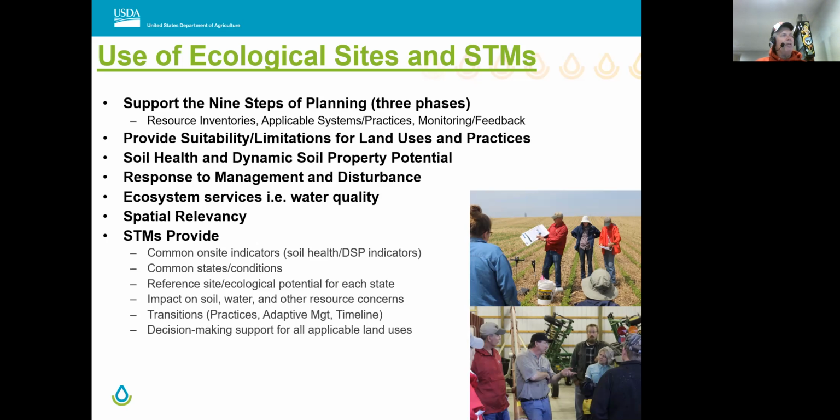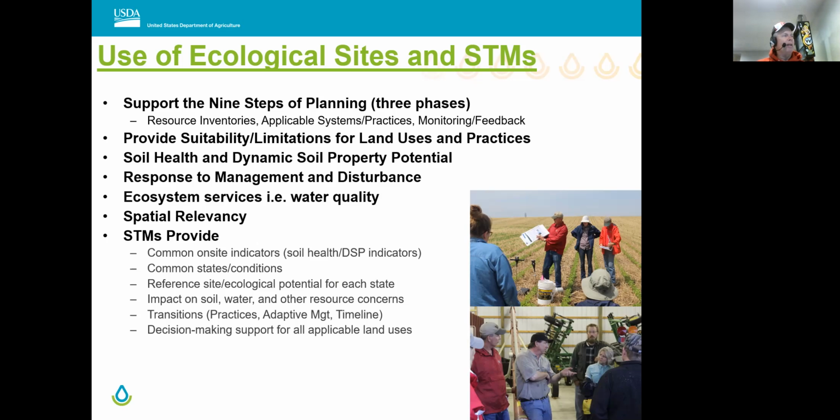Also, as I mentioned earlier, they provide suitability or limitations for practices and land use. The potential to improve dynamic soil properties and soil health: how far can you move the needle? Response to management and disturbance: what's expected when we apply different suites of conservation practices? What kind of ecosystem services would you expect?